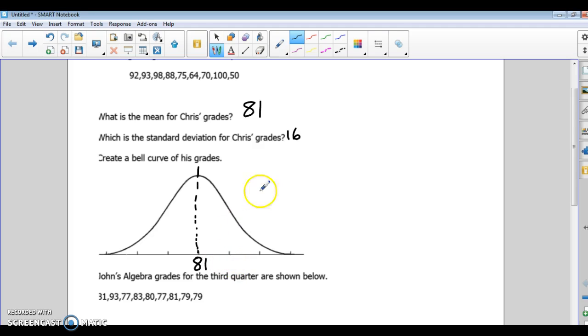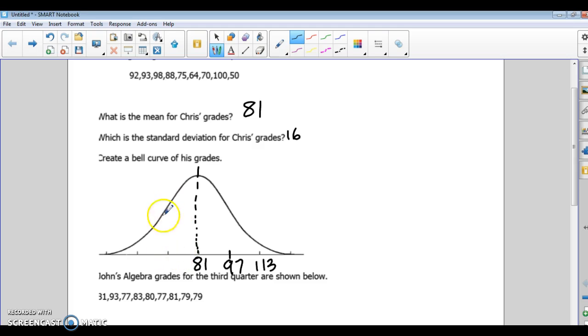So if you look at it, in order to figure out the number to the right, we have to add 16 to 81. If you add 16 to 81, it's going to be 97, correct? If you add 16 again, it's going to be 113. We never have 113 as a score, but we're just going to write it down mathematically right now, and we'll talk about it later.